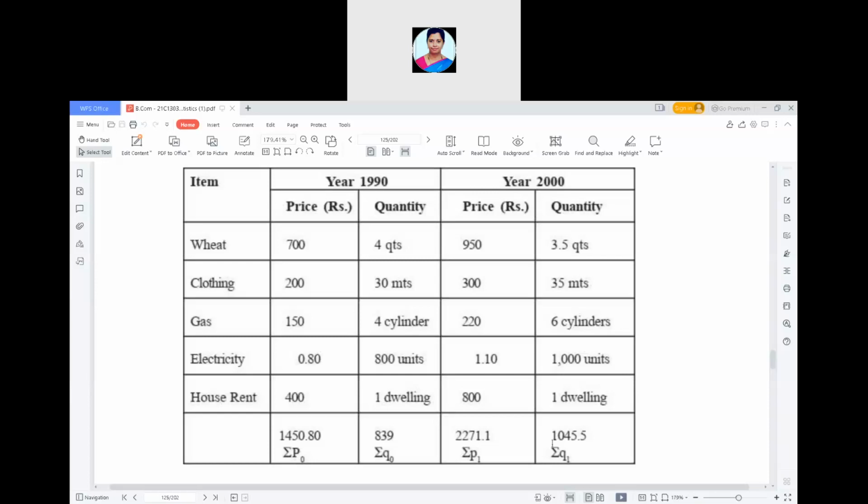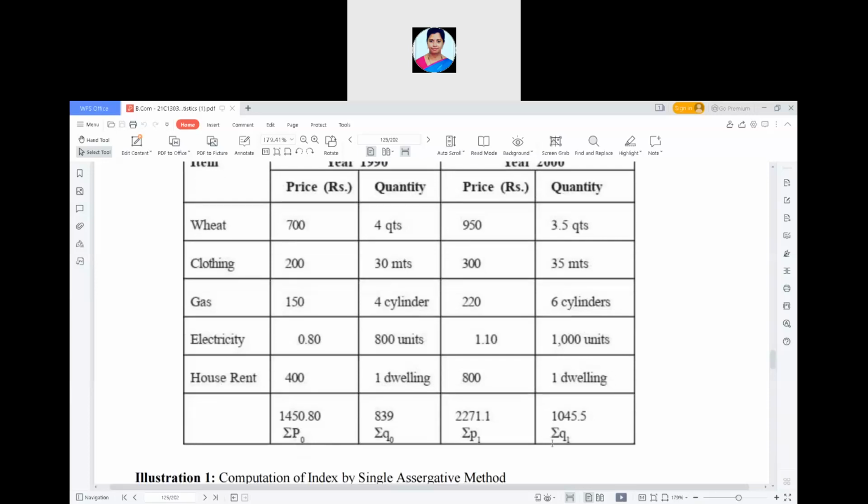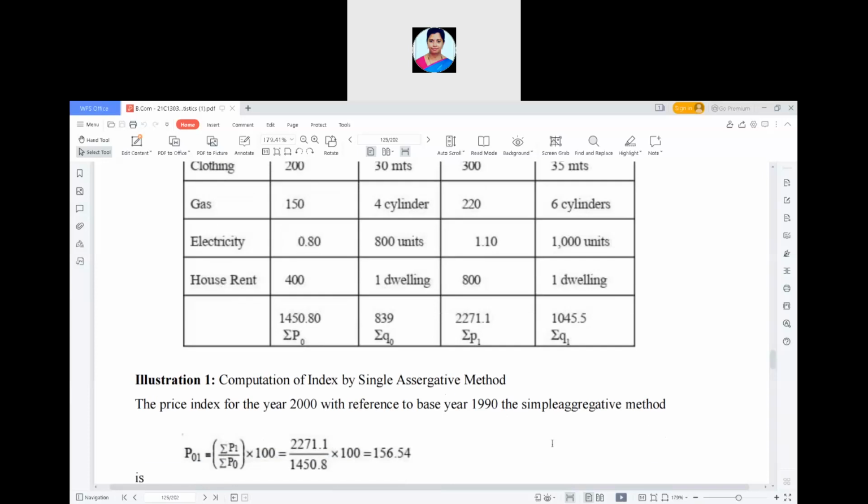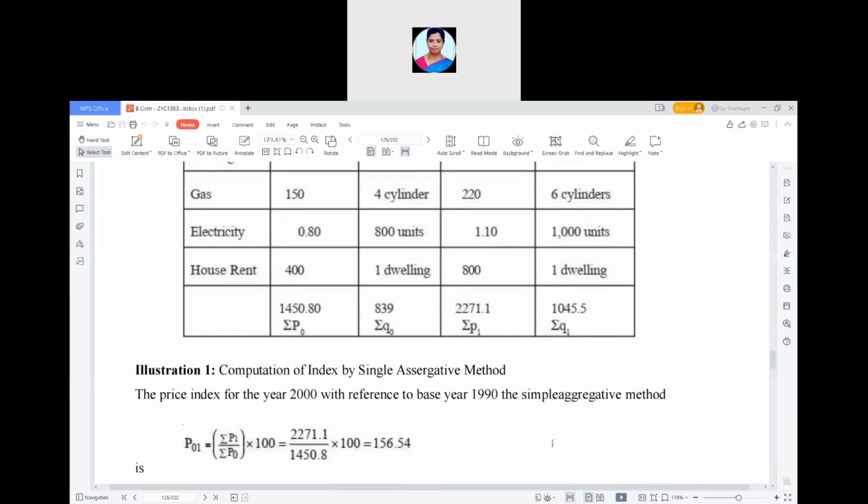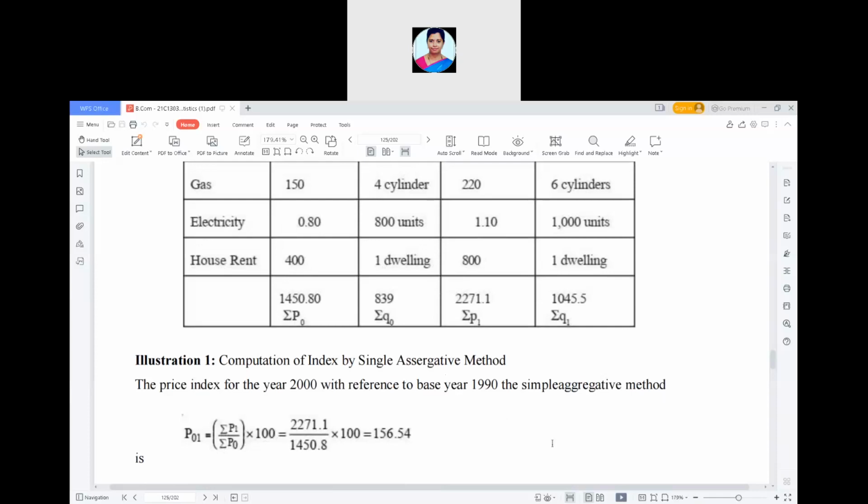So here I am doing the summation of P naught. I'm adding all those prices. So the summation of P naught and the summation of Q naught we are finding, and then the summation of P1. P1 is the price of the current year. So P1 we are calculating, and the summation of Q1 we are calculating. So here we are computing the index by the simple aggregative method.